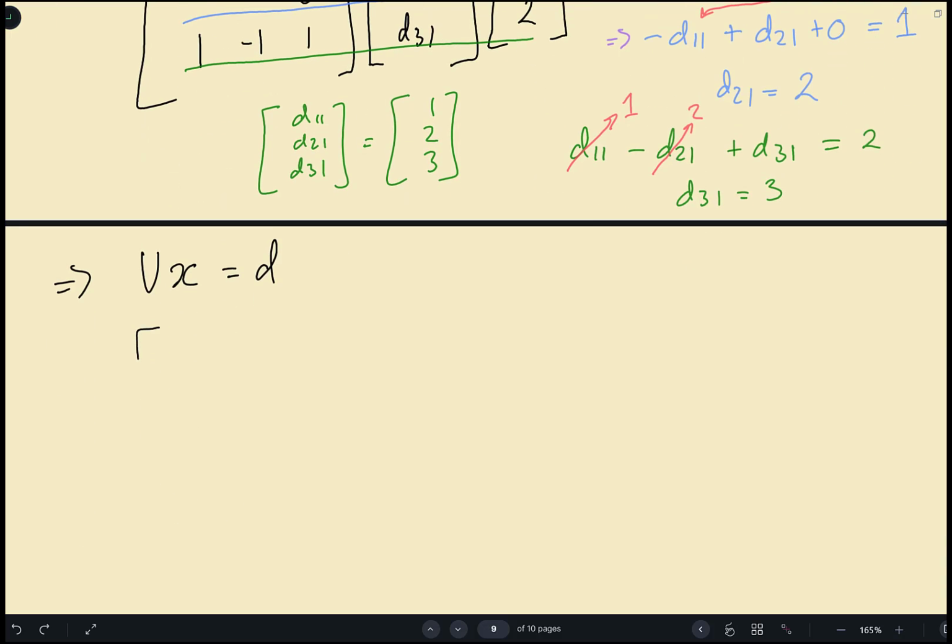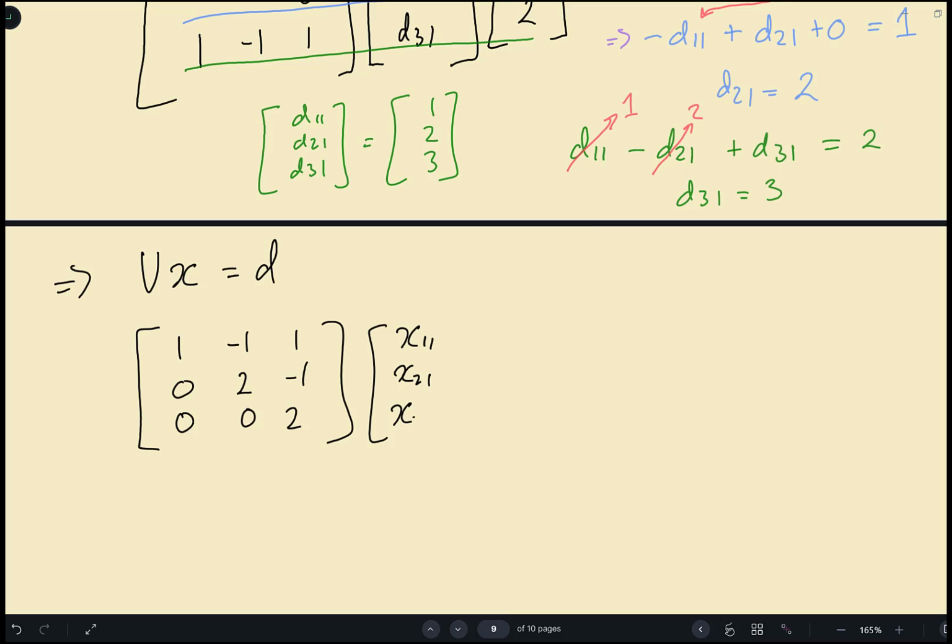So we have our upper triangular matrix, which we solved for before. So we have 1, -1, and 1, 0, 2, and -1, and then 0, 0, 2. Multiplied by the unknowns x11, x21, and x31. And this is equal to our vector D, which is 1, 2, 3. So now we're going to apply, right, backward substitution to solve for the unknown values.